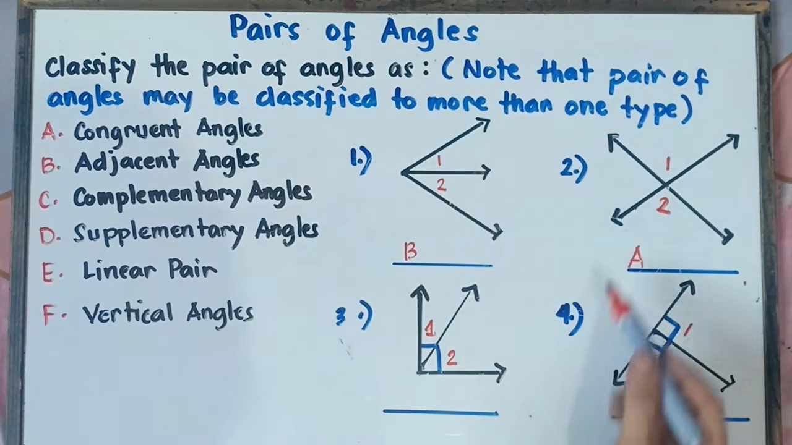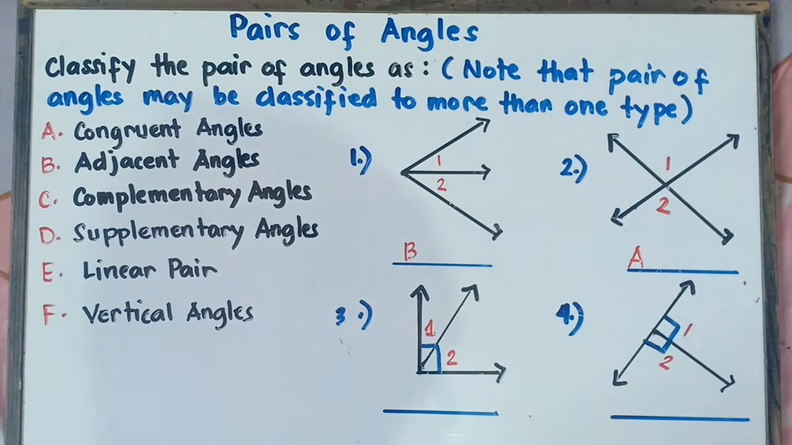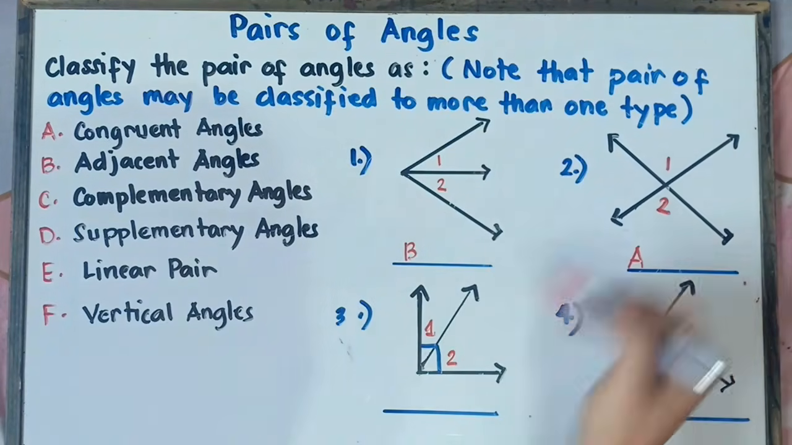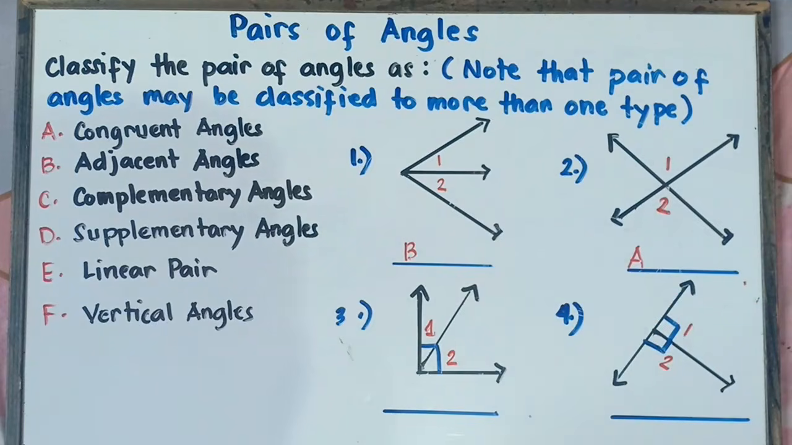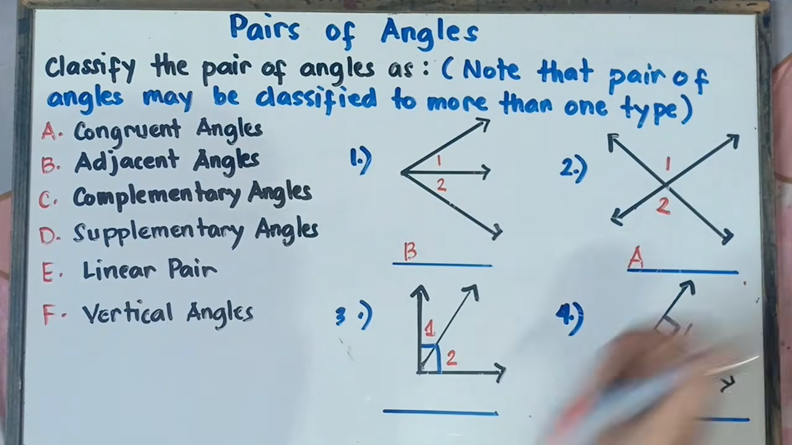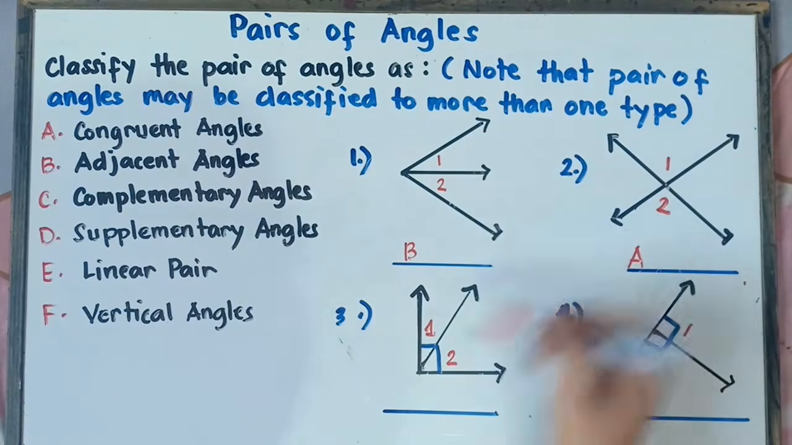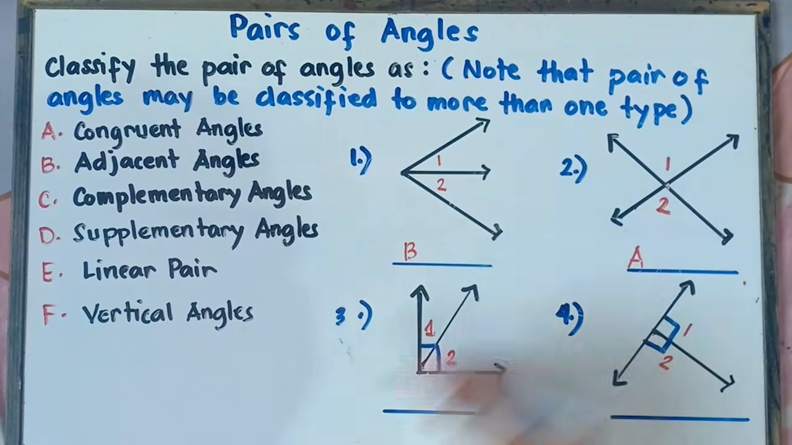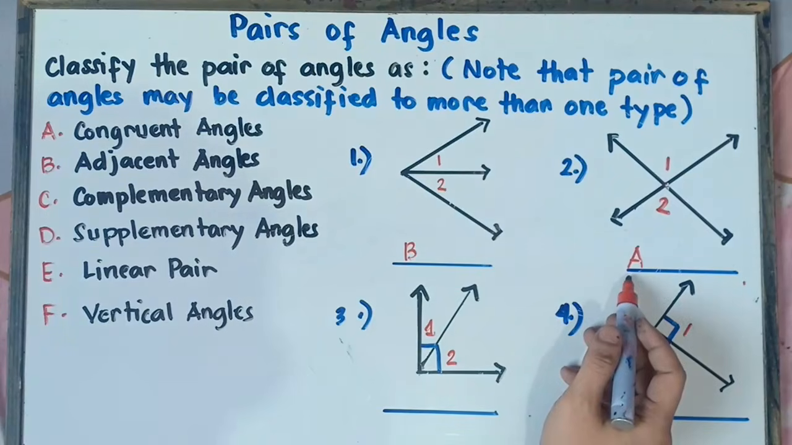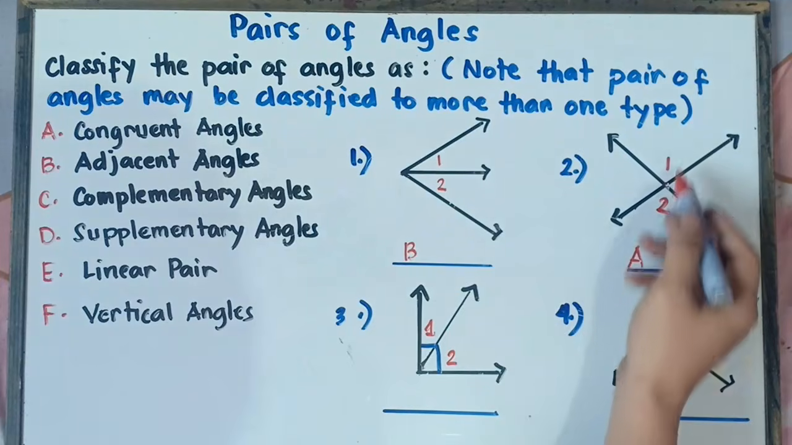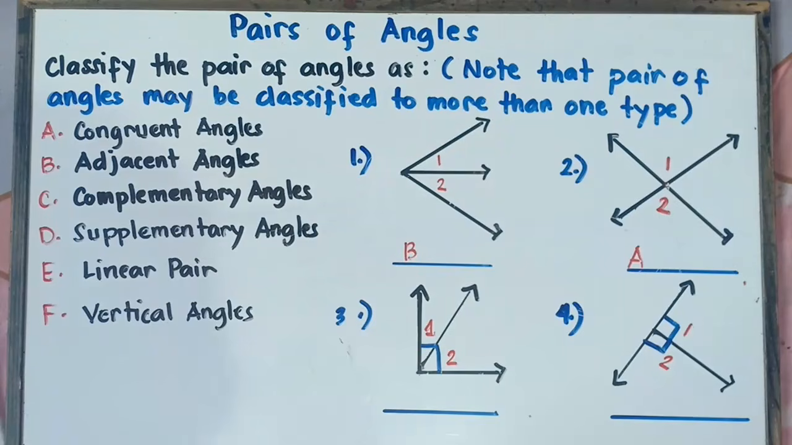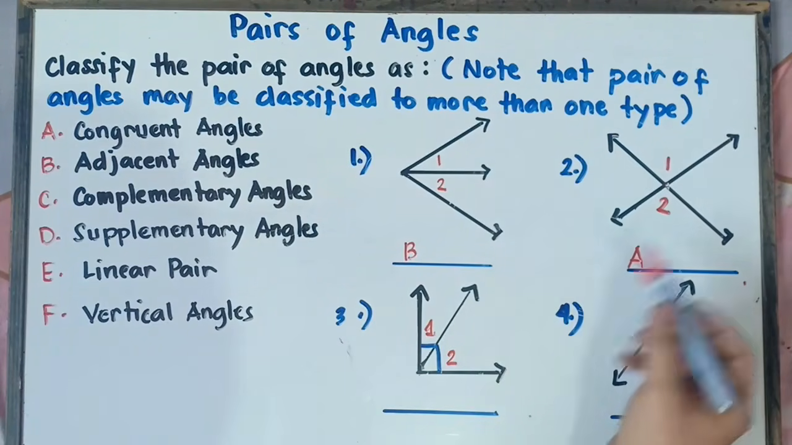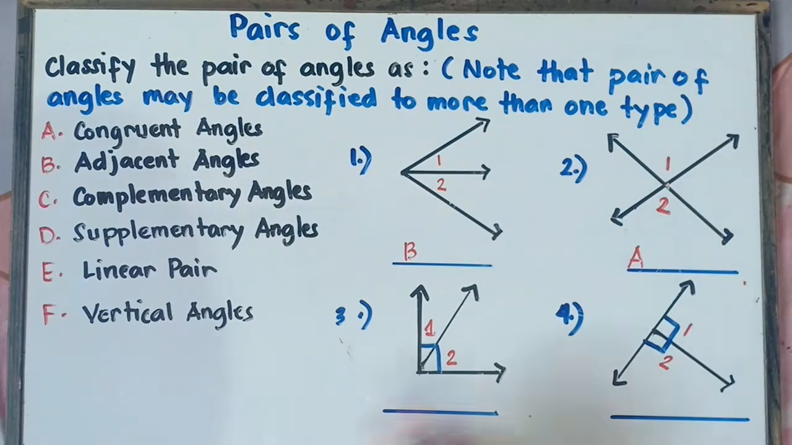Can we call this one adjacent angles? Nope. You can never call this one adjacent angles because, although they share a common vertex, they don't share a common side. So therefore, this is not adjacent angles. Now, can we call this one complementary angles? Nope. We are not sure what the measure of angle 1 and angle 2 would be. So therefore, this is not complementary angles.